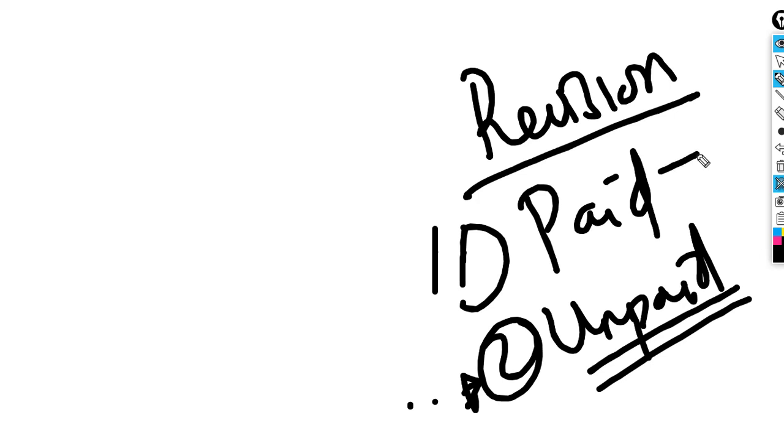Paid revision usually occurs if the revision comes with an instruction that is different from those instructions that were given before.